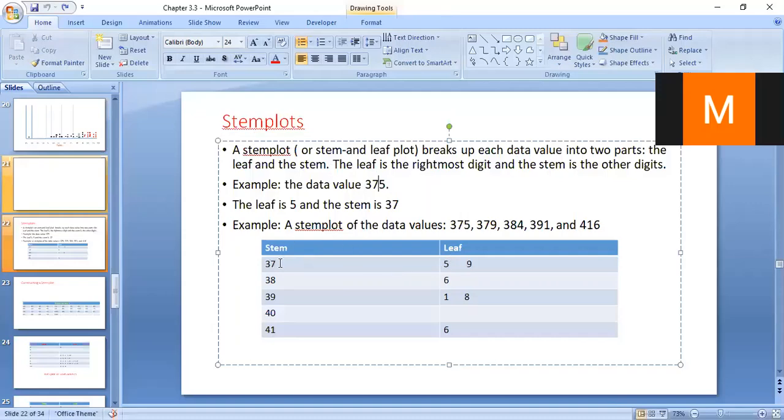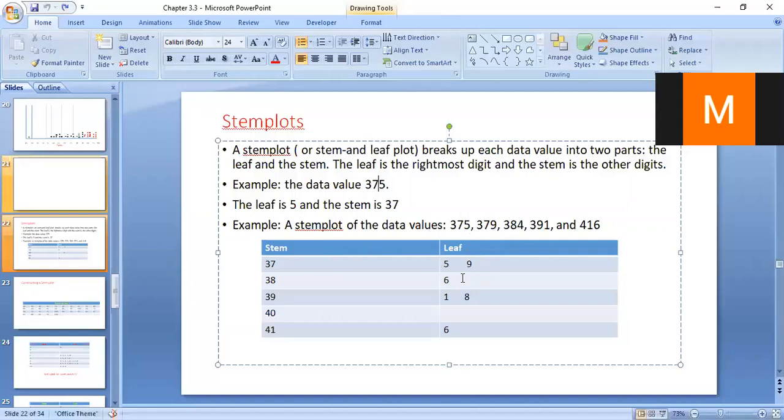In the stem block, you split into stem and leaf. The leaf is the rightmost digit. The leaf on the right is number 5, and the stem is 37. If you split 379, 9 is the leaf and 37 is the stem.